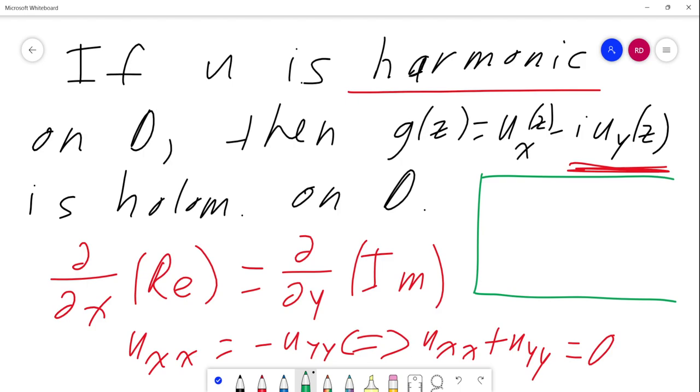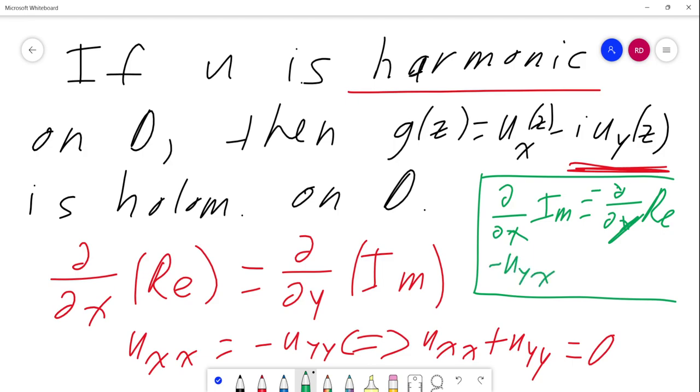And the other half, we say ∂/∂y of the imaginary part needs to equal negative ∂/∂x of the real part. So that is to say, I keep mixing them up. That should be an x, that should be a y. So, I say the imaginary part, ∂/∂x of that will be negative u_yx, and the real part will be negative u_xy. That is true as long as the second derivatives exist and are continuous, which is also the other part of the definition of being harmonic.